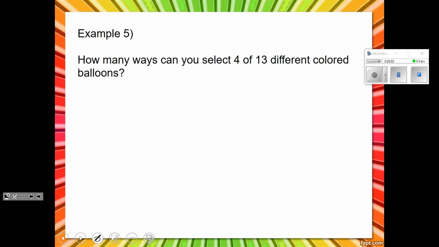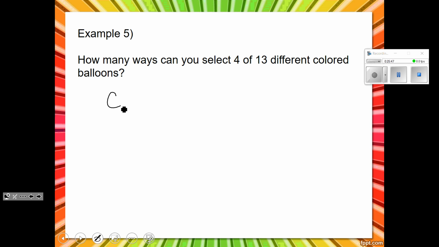How many ways can you select 4 of 13 different colored balloons? So Nate, I'm going to choose 4 of the balloons. Am I placing the balloons in a position or am I just choosing them? So would it be a permutation or a combination? It's a combination because I'm just choosing them. Okay, and it doesn't really matter which ones I pick. I'm just selecting them. So this would be considered a combination.